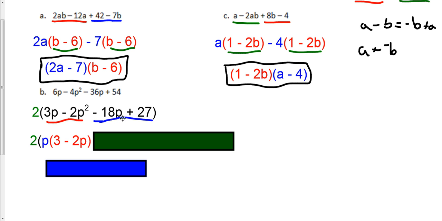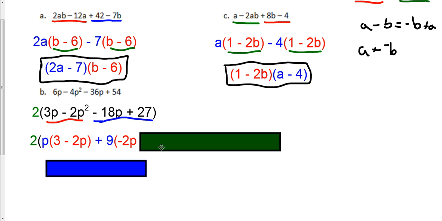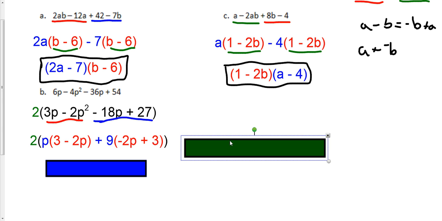Let's look at our blue group. We've got negative 18p plus 27. What can I take out of each of those? Well, 18 and 27 are both divisible by 9. We have a p here, but we don't have a p over here. So 9 is the biggest number we can take out. When we take out a 9, this piece becomes negative 2p. Remember, we had this negative along with it. 9 out of 27 leaves 3.